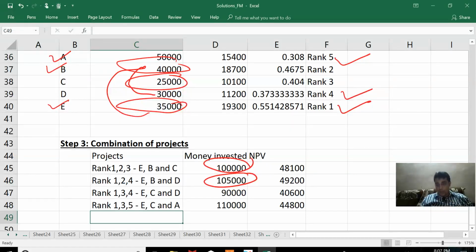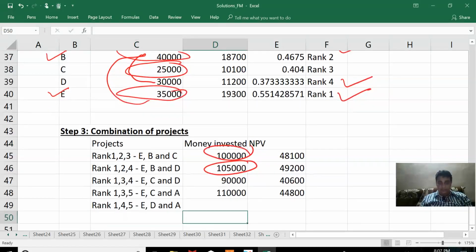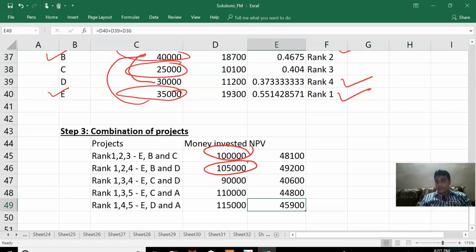1, 2, 3, 1, 2, 4, 1, 2, 5, 1, 3, 4, 1, 3, 5. Finally rank 1, 4, 5. Let's see whether it is possible, which is E, D and A. 35,000 plus 30,000, 1,15,000, easily possible. This will give me 45,900. Everything with 1 is done.